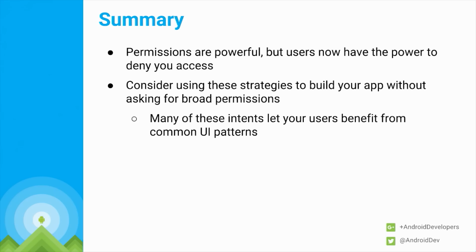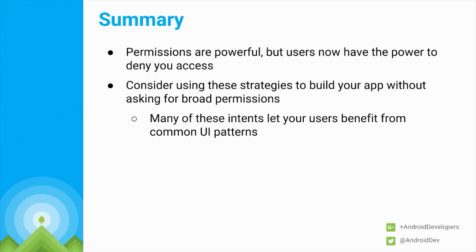So in summary, we talked about how permissions in Marshmallow are much more powerful now. But at the same time, the user has the power to deny us access as developers. They can say no. So what I would say is carefully consider when you're asking for those permissions, and consider using some of these strategies that we just talked about to build your apps without having to ask for those permissions in the first place, in a way that you can still accomplish the goals, build the app that you want to build with the functionality that you need, but without asking for those broad permissions.